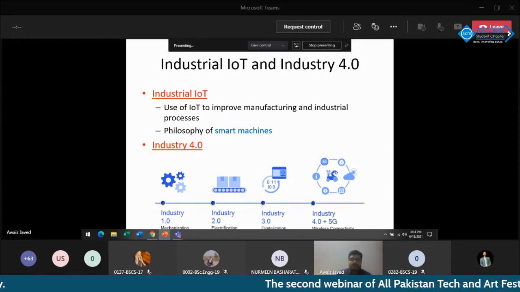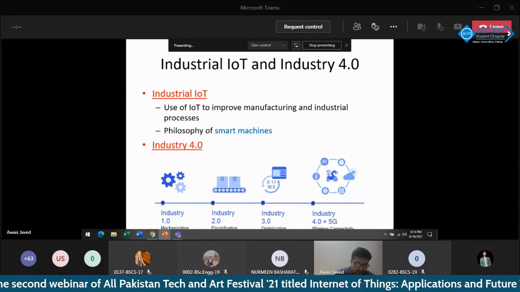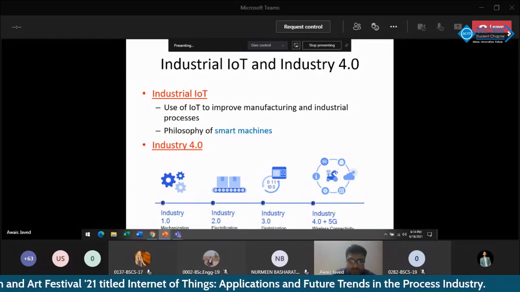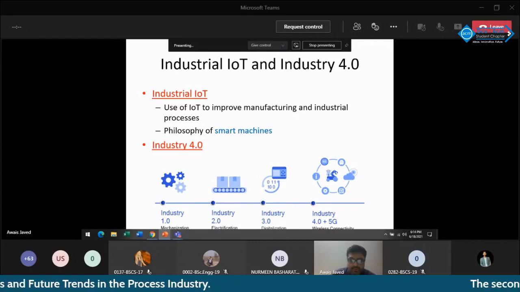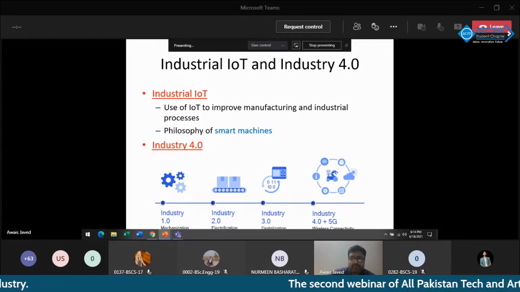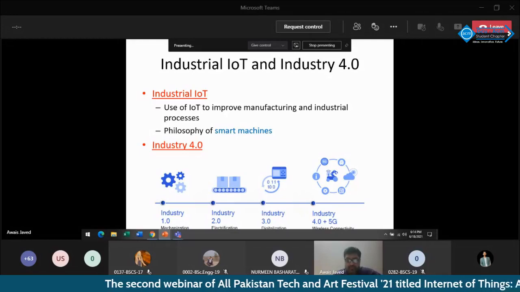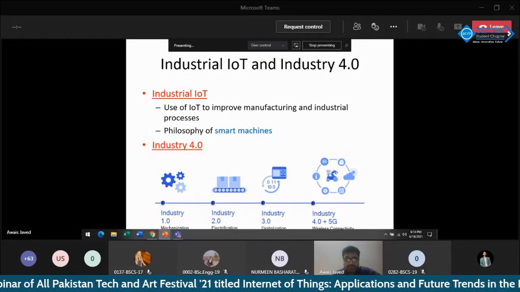From industry 1.0, we moved to industry 2.0. Industry 2.0 was about electrification and also about mass production. So we had assembly lines and electricity based machines. Industry 3.0 was about digitization. Digitization and automation were part of industry 3.0. And lastly, in the last decade or so, we had industry 4.0.